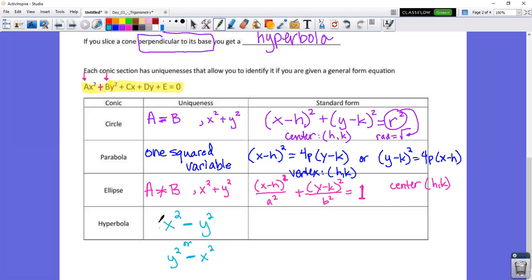So the coefficients don't matter. In a hyperbola, all you're looking for is a subtraction sign in between your squared terms. We're looking for subtraction. So a hyperbola looks exactly like an ellipse, except it has a minus in between these terms. And that's how we can tell that it is a hyperbola, because it is being subtracted. And it equals 1, just like an ellipse does.